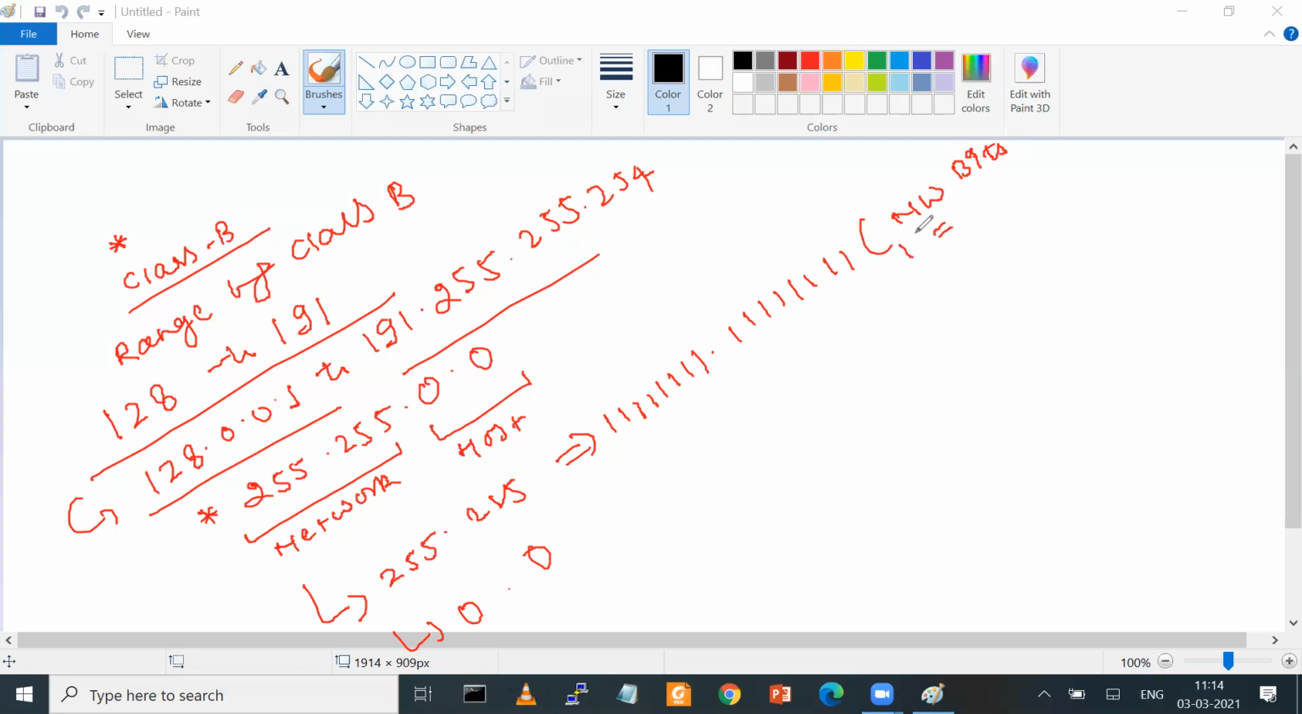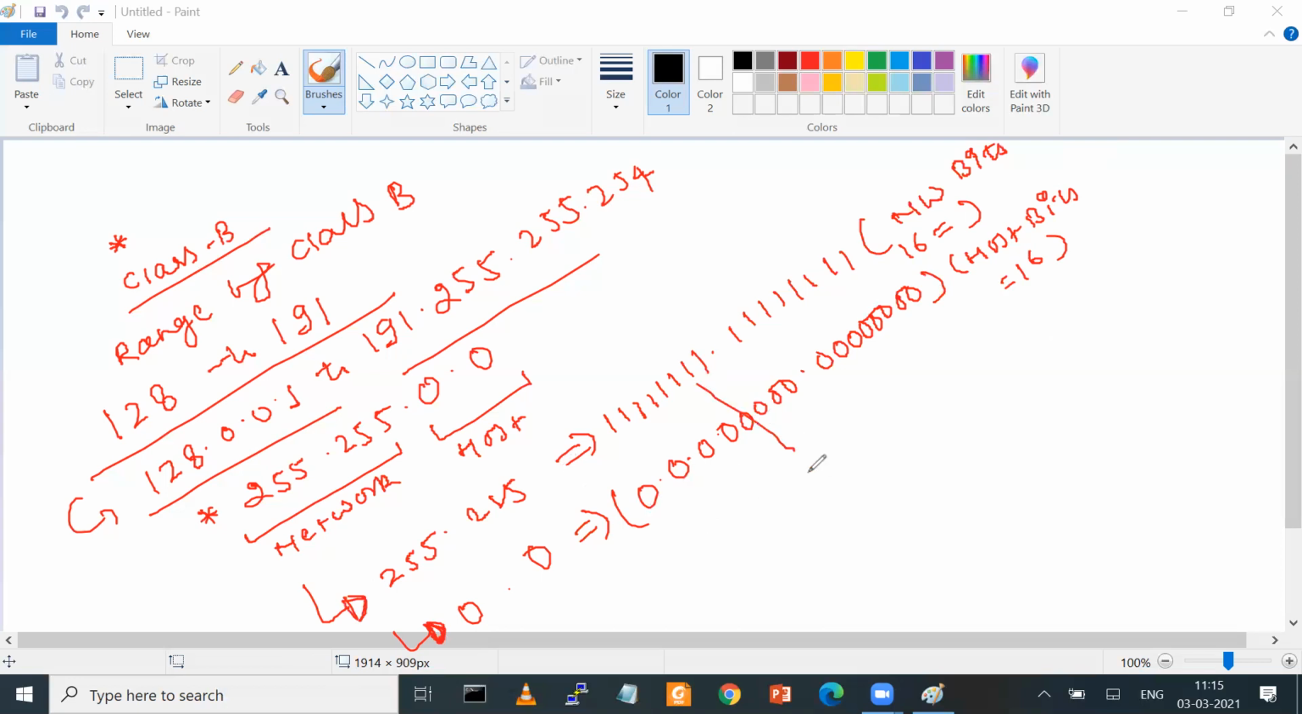So guys, class B has network bits which is 16, and host bits or 0 bits is also 16. Host bits is also 16 in this case, correct? Yes, sir. Yes. So for class A and class B, we are calculating, but it is based on the default subnet mask.